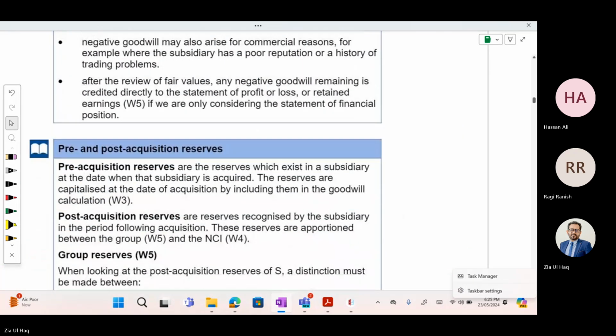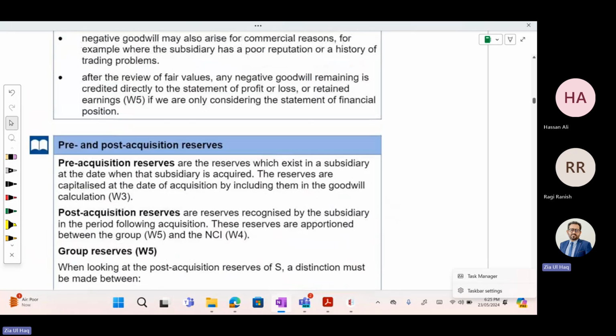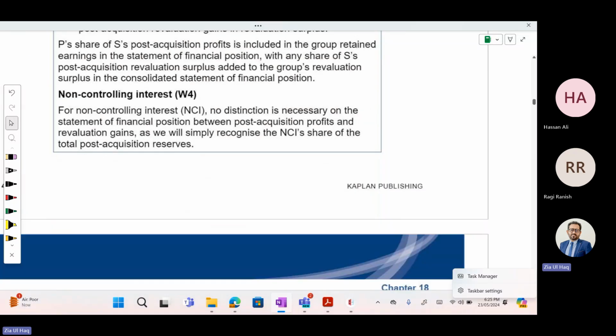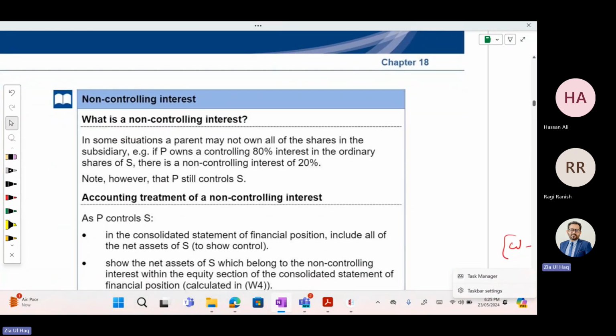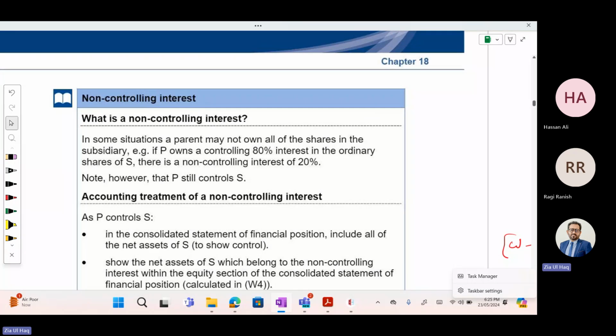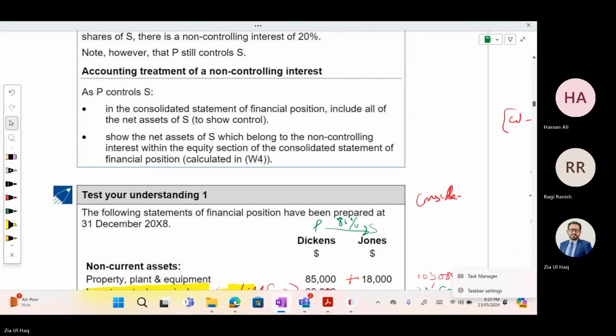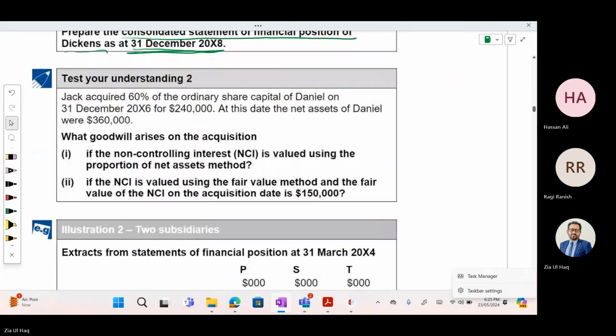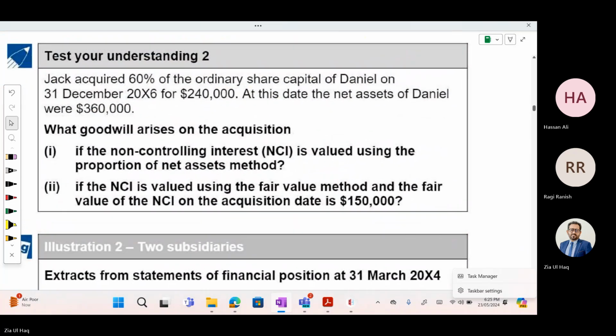Negative goodwill. What are post-acquisition reserves? Profit after acquisition. Pre-acquisition means profit before acquisition. Non-controlling interest is what? Others' share in the subsidiary company. That's your understanding too. Good luck, everybody.